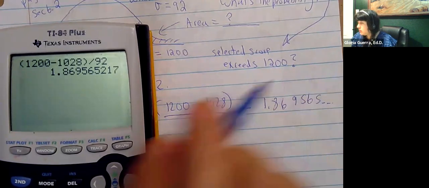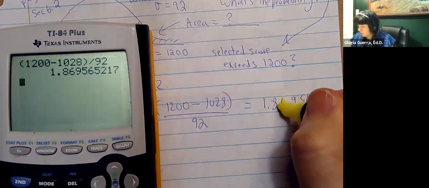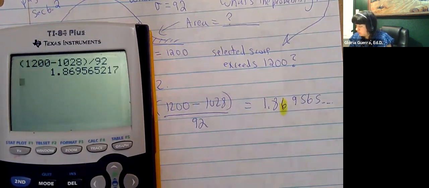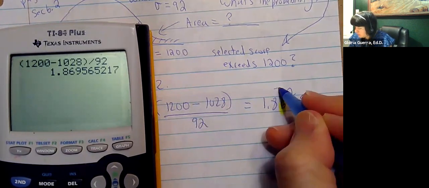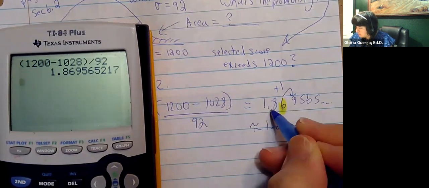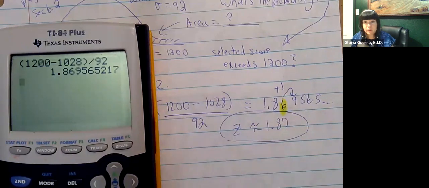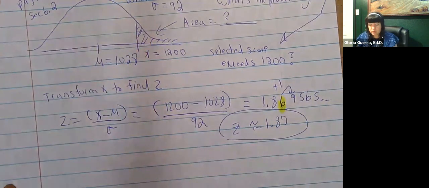But remember, Z's are rounded to the nearest hundredths. So I have to round this to the hundredths place and look at the number to the right. Is that 5 or more? Yep, that's a 9. So 1.87. Okay, and that's your Z. And we only need to find one Z. When they're sandwiched, we have to find two Z's. This one, you only need to find one Z.